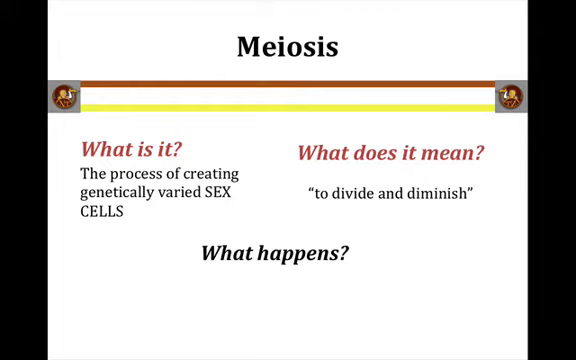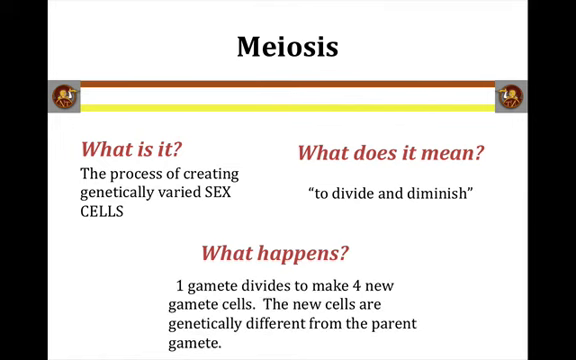All right, so we'll move on to what does it mean? Meiosis means to divide and diminish. So to divide and diminish, that means that we're going to have a different set of outcome cells here than in mitosis. And let's find out what happens. So during meiosis, one gamete divides to make 4 new gamete cells. The new cells are genetically different from the parent gamete. We said it divides and diminishes because the 4 gamete cells are going to be smaller and actually contain less material in them than their parent.